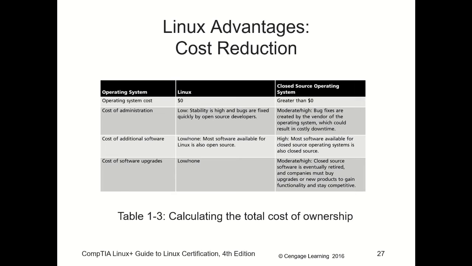Cost of additional software is none, basically. Those are also open source for Linux, but for closed source it's high. Cost of software upgrades is low or none. For a closed source operating system, it is moderate or high.